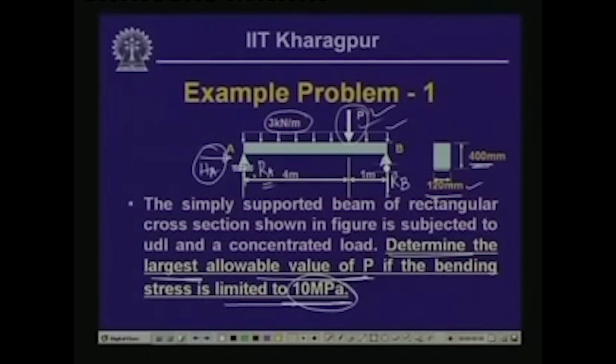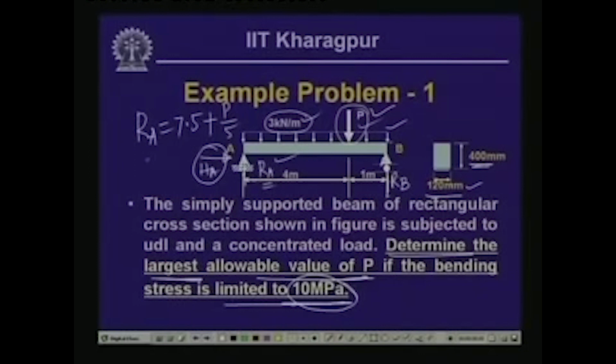So, if we compute the value of these reactive forces, then Ra will be equal to 3 times 4 plus 1, 5, total length is 5 meter. So, 15 by 2 which is 7.5 because of uniformly distributed load, plus because of P the value of Ra, if we take the moment of this, will be P times 1 by 5. So, plus P by 5 will be the value of Ra.